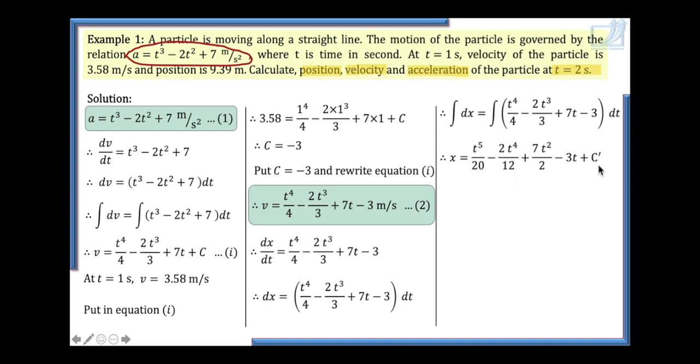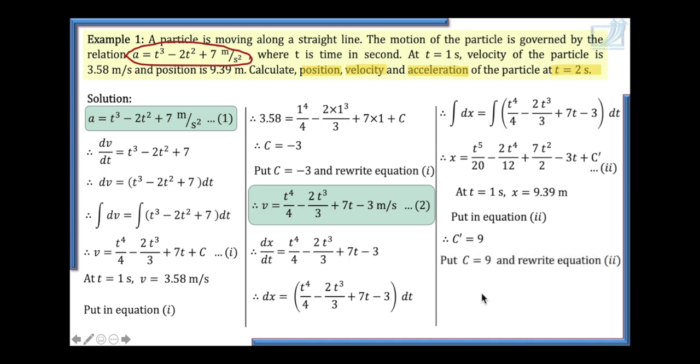To evaluate this constant of integration, do you have any information in the problem? Yes. At t equal to 1 second, the velocity of the particle is 3.58 and position is 9.39 meter. Put it in this equation, and you will get the constant of integration c dash. Put that c dash in the equation so that you will get the final relation between position and time. So this is equation 3, the position time relation.